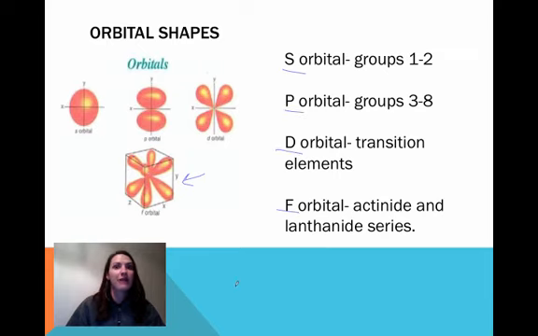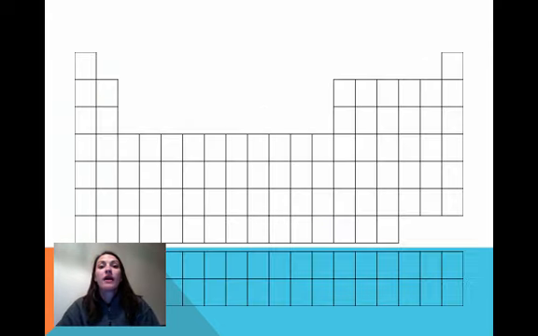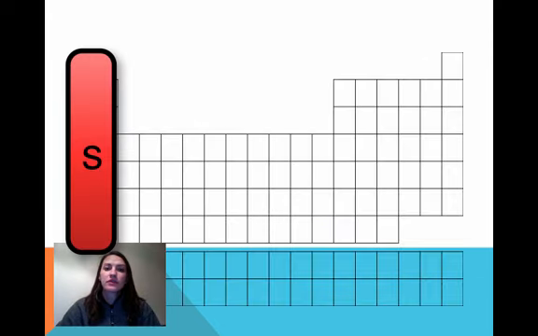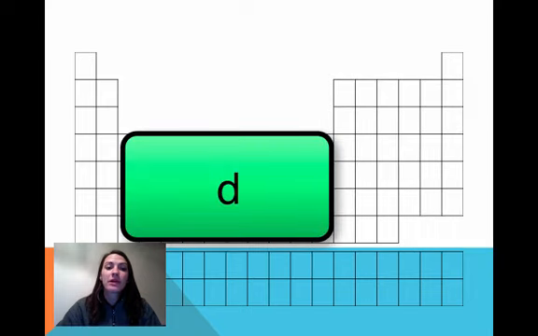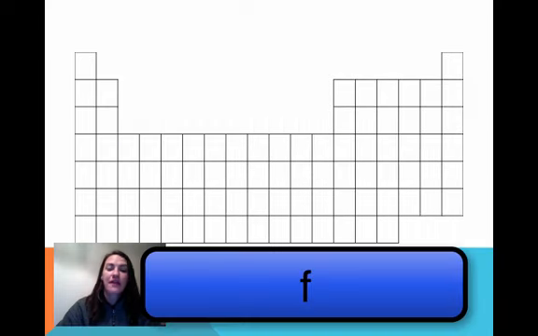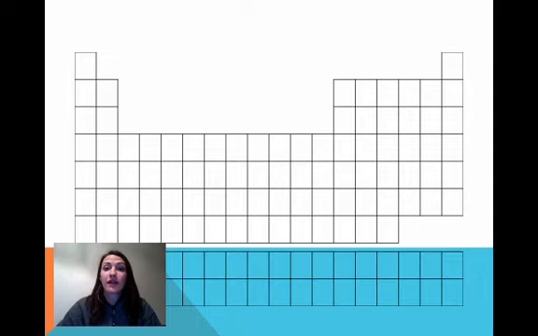We'll see them one more time on our periodic table. All right, so I just wanted to review. We've got our S orbital, the first 2 groups. We've got our P orbital holding 6 electrons, groups 3 through 8. And then we've got our D orbital, which is our transition metals, and then our F orbital as our lanthanide and actinide series. Make sure you redraw this in your notes.